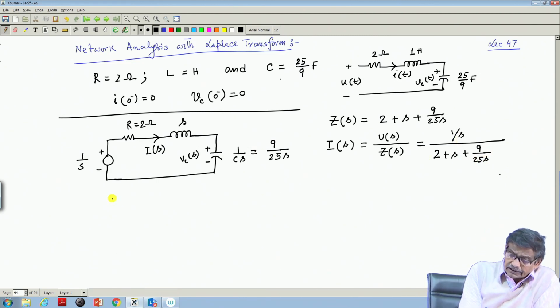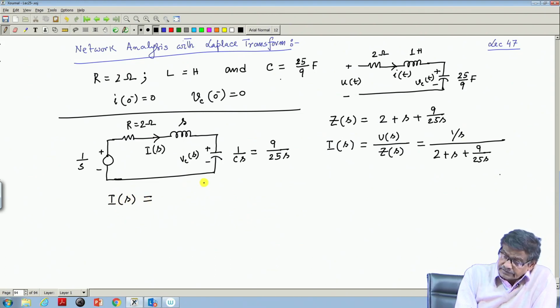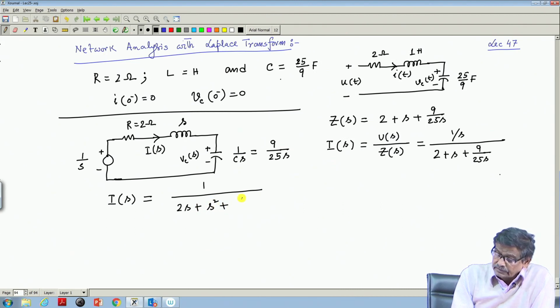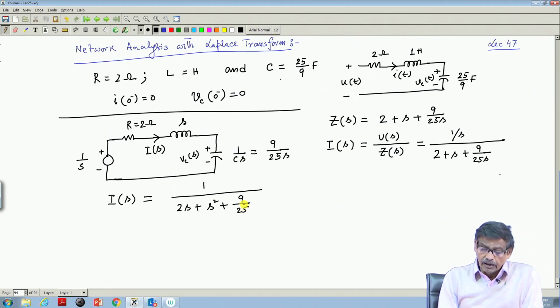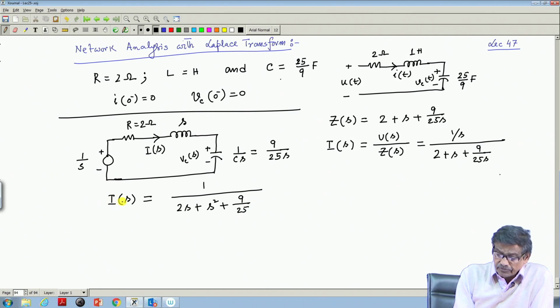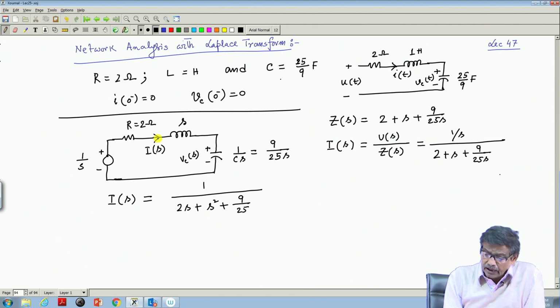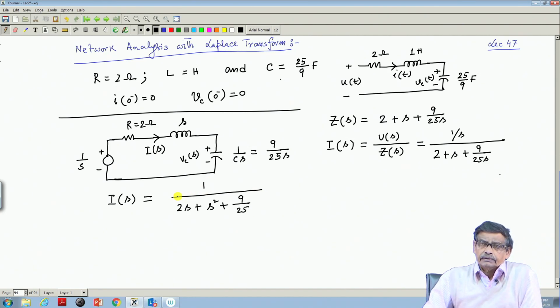This S you bring below, let us first solve for I(S). So, I(S) will be equal to 1 over 2S plus S square plus 9 by 25. Okay. Now, I have to take the Laplace inverse of I(S) to get the time domain description of the current. How to do it? I must bring this right hand side into some familiar Laplace transform form, so that the inverse can be easily identified and written, that is the whole idea.